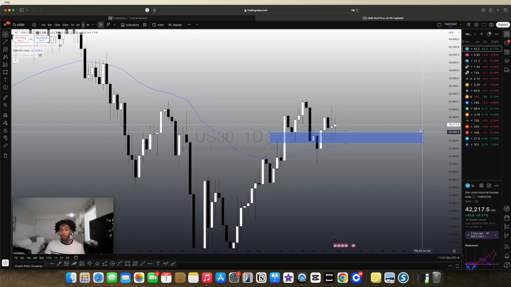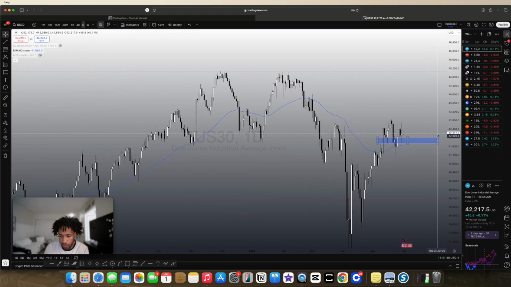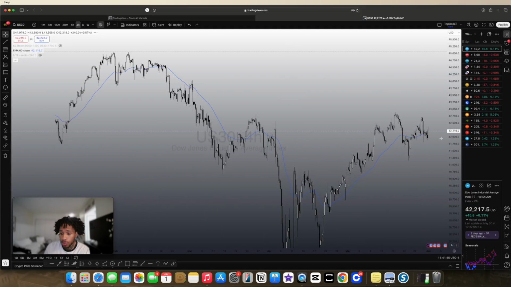So again, I'm not keeping any of this. I just want to know overall what I'm dealing with on a higher time frame, so when I move to these lower time frames, I know what I'm looking for. So the daily's making highs. Now we're going to go to the 4-hour. All right, on the 4-hour, what do we see?